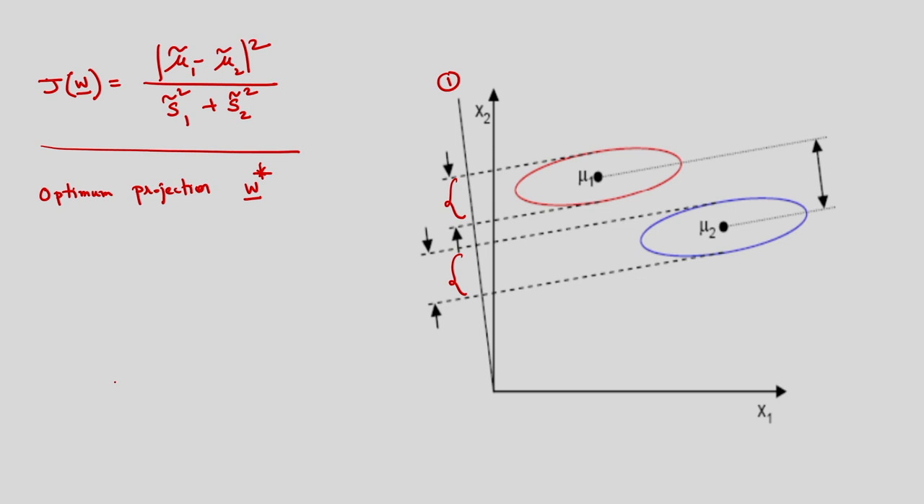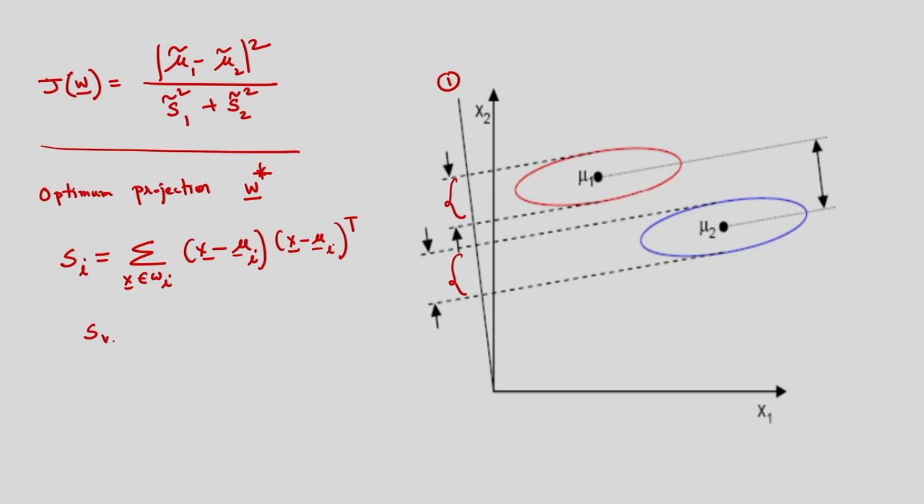So for this, we will define a measure of the scatter in multivariate feature space X, which is denoted as the scatter matrix. So what is the scatter matrix? The scatter matrix I can consider S I, the summation over X belongs to the class omega I of X minus mu I times X minus mu I transpose. So we define a measure of the scatter in multivariate feature space X, denoted by a scatter matrix.